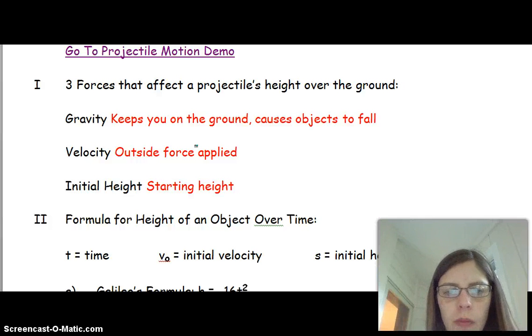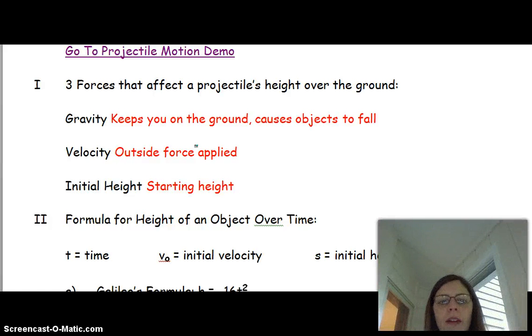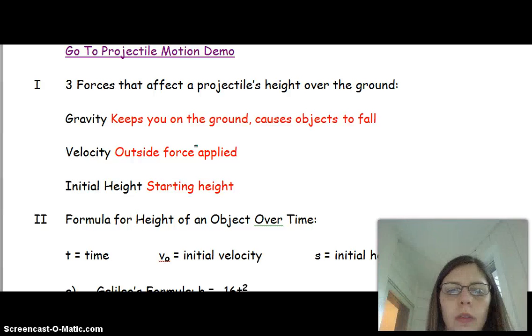So here you're going to take some notes, and the notes that you're going to fill in are in red. Gravity keeps you on the ground and causes objects to fall. Velocity is the outside force applied, and initial height is the starting height. So you can pause the video here and write down those definitions.